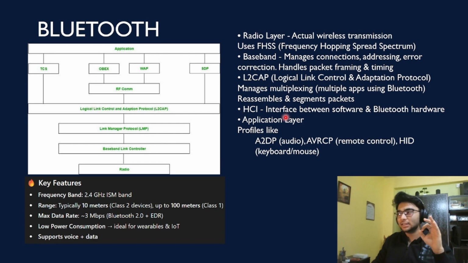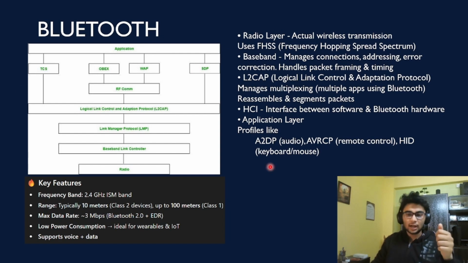And then we have the HCI layer, which is an interface between the software and the Bluetooth hardware. That is the work of the HCI layer. And then we have the application layer, which uses A2DP for audio, AVRCP for remote control, and HID for keyboard and mouse, like a Bluetooth keyboard and mouse. So this is the architecture.